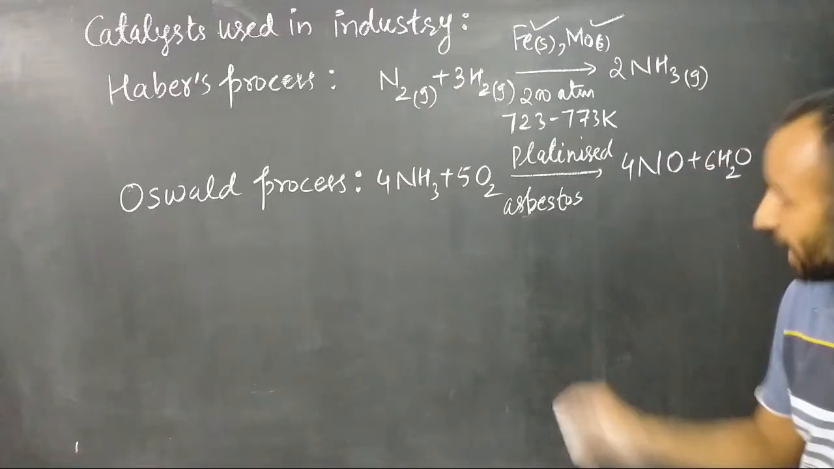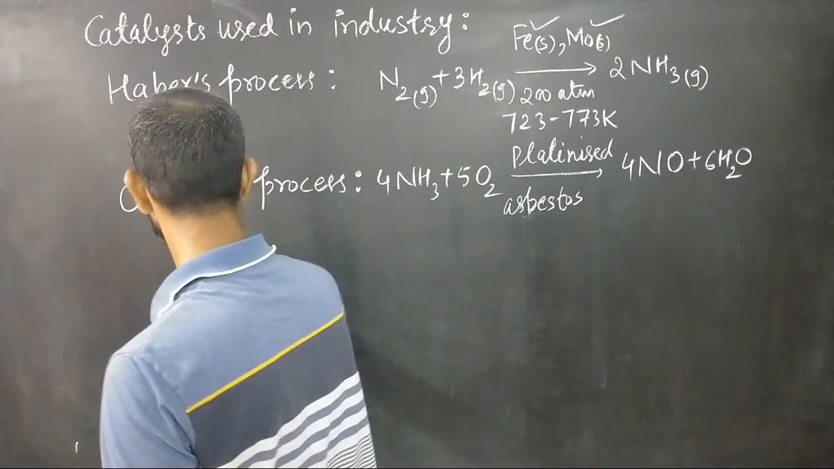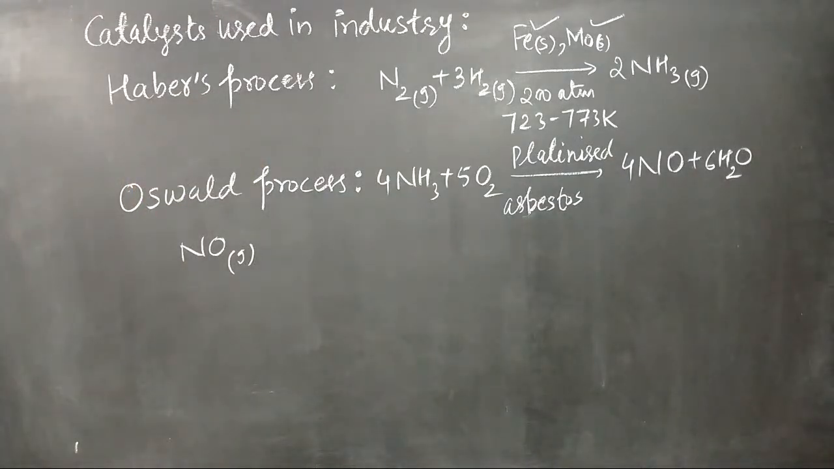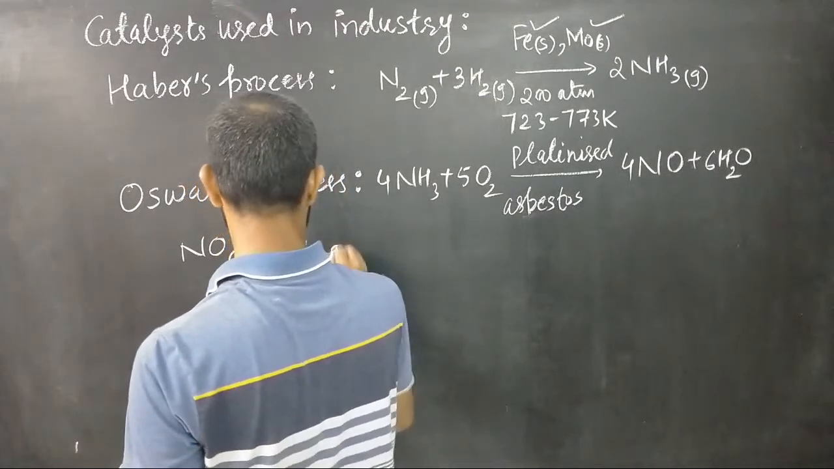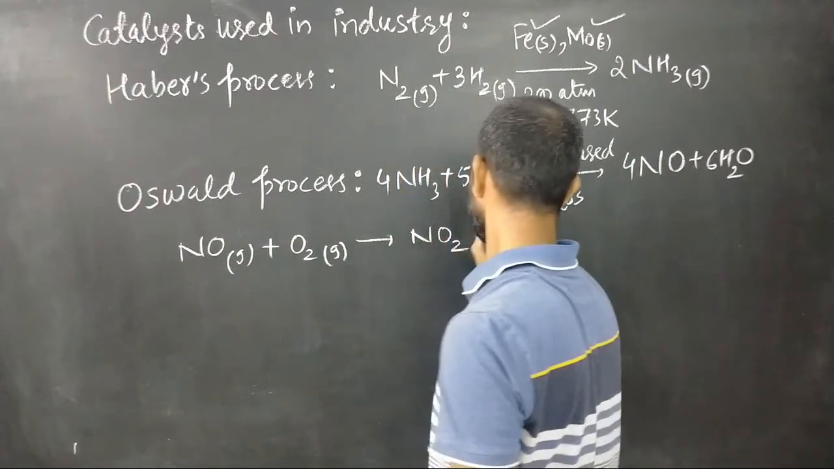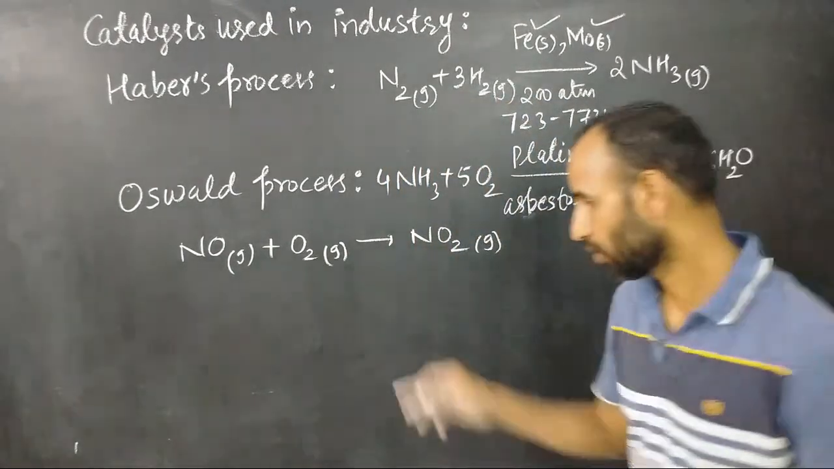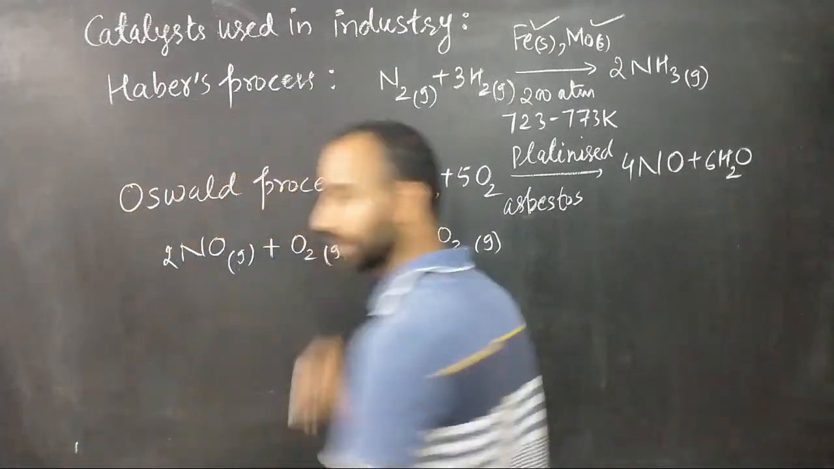Then जो NO बनेगा, NO is oxidized by O2. NO is oxidized to give NO2 gas. NO to give NO2 gas, ठीक है.